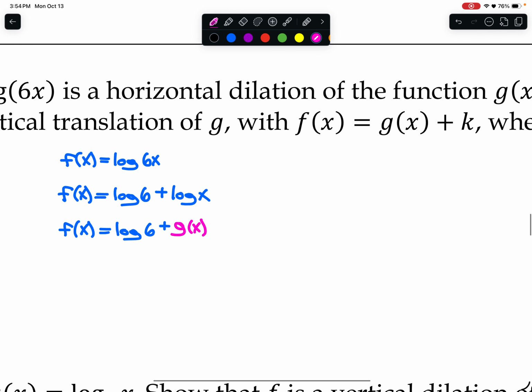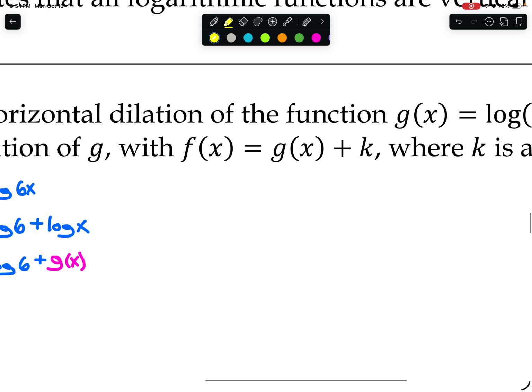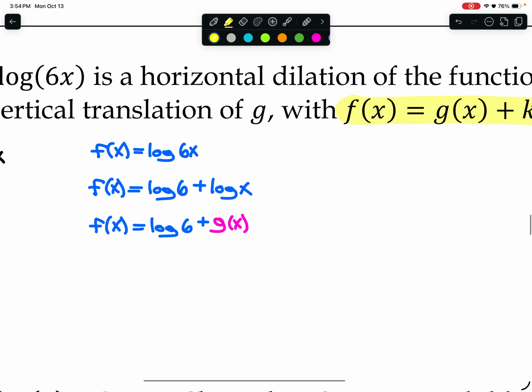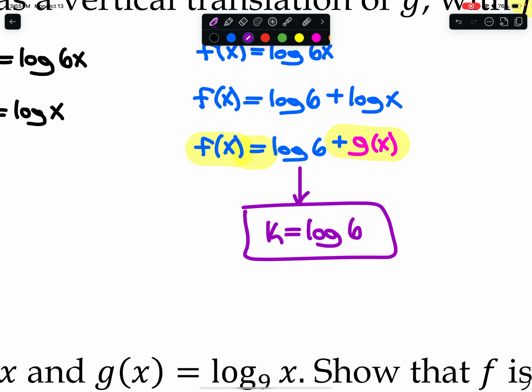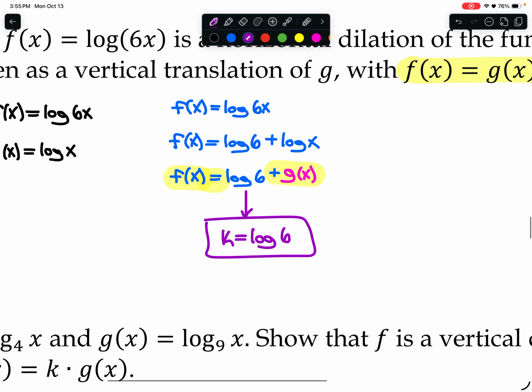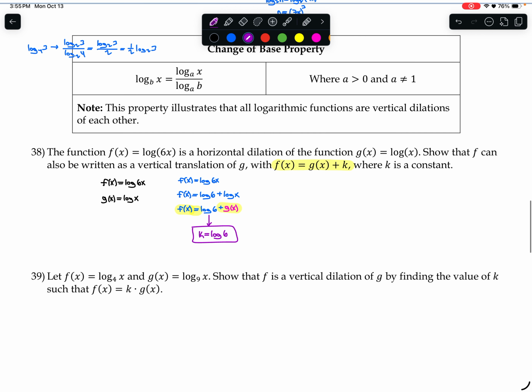So when I look at the actual answer that we want, written as f of x equals g of x plus k, I have f of x equals something plus g of x. So that mystery value here, this is what we want. That tells me that my k value is log of 6. That would be my vertical translation. So we didn't actually do any change of base yet, but we're about to.